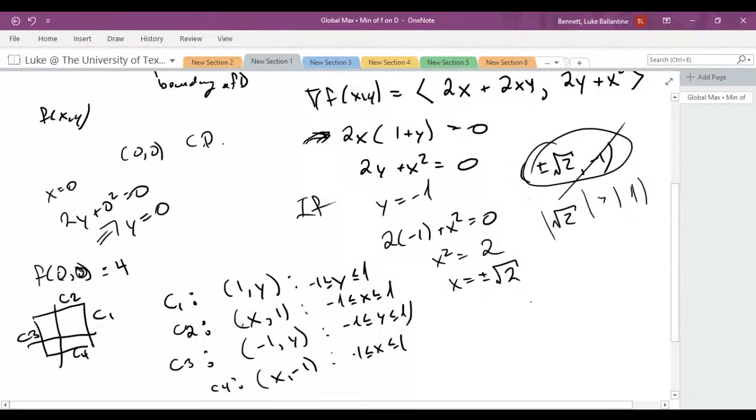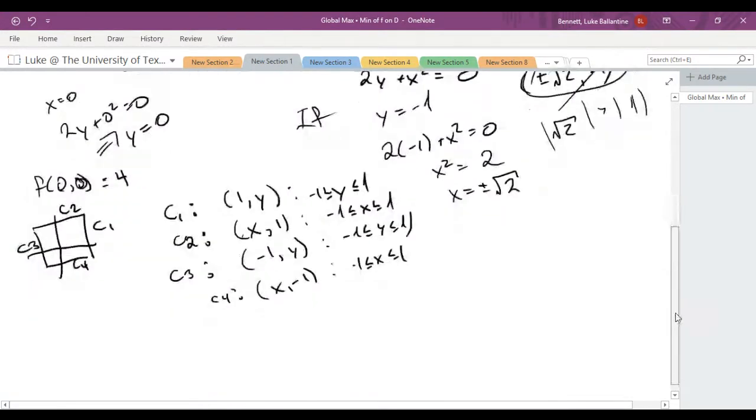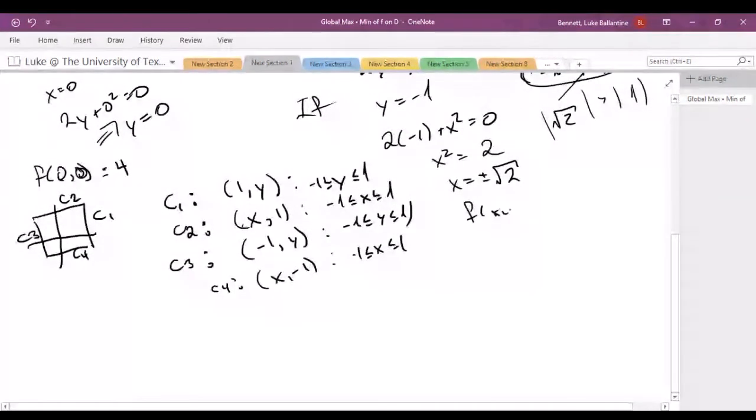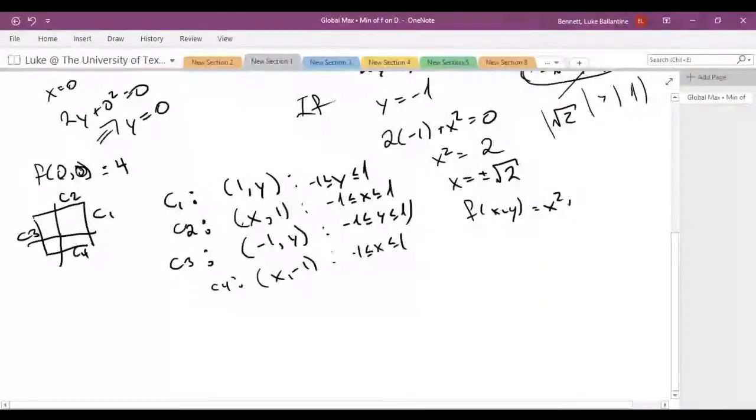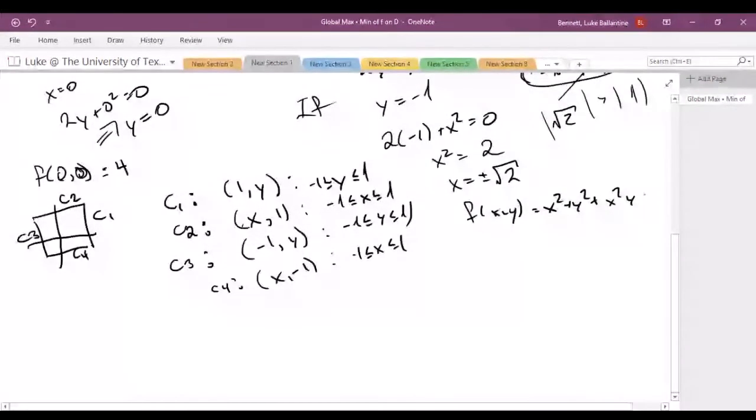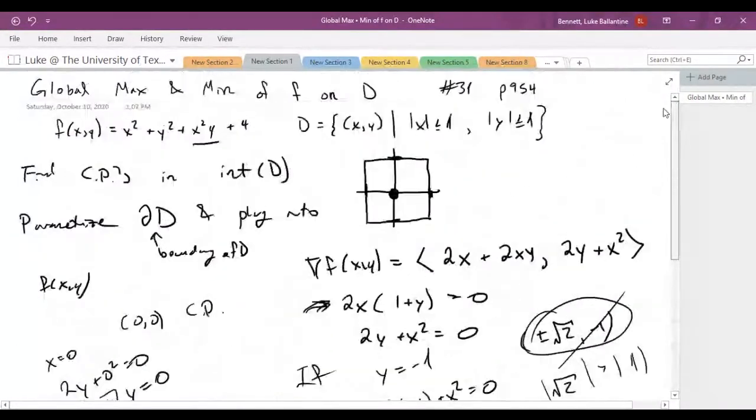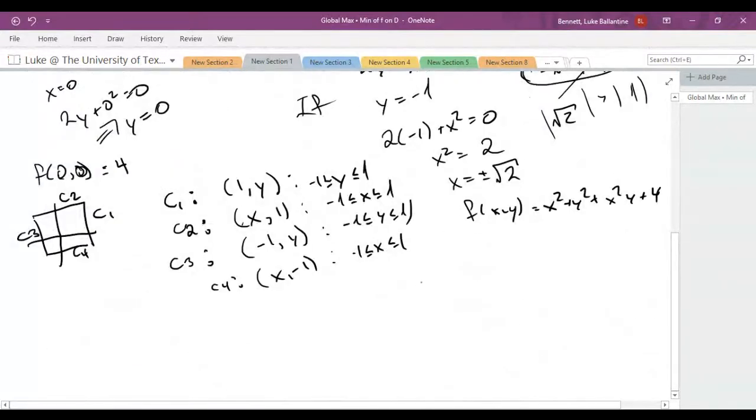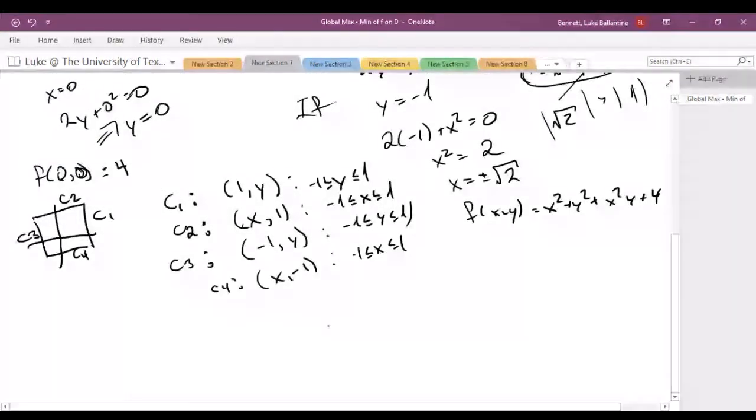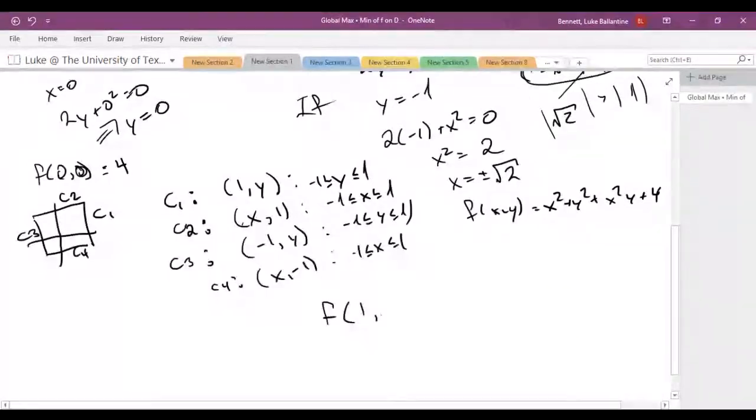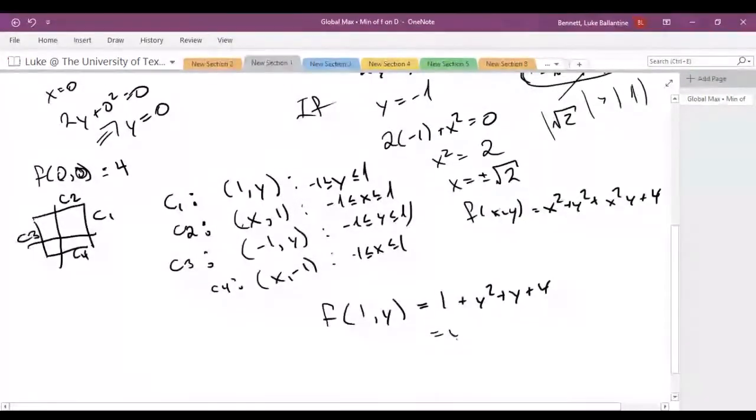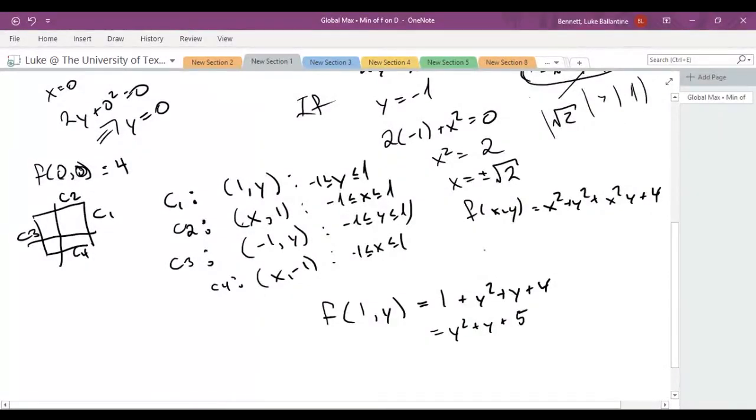Okay. Then we have our function f of x, y equals x squared plus y squared plus x squared y plus 4. Plugging all these values in, we have f of 1 comma y is equal to 1 plus y squared plus y plus 4, or y squared plus y plus 5. That was for C1.